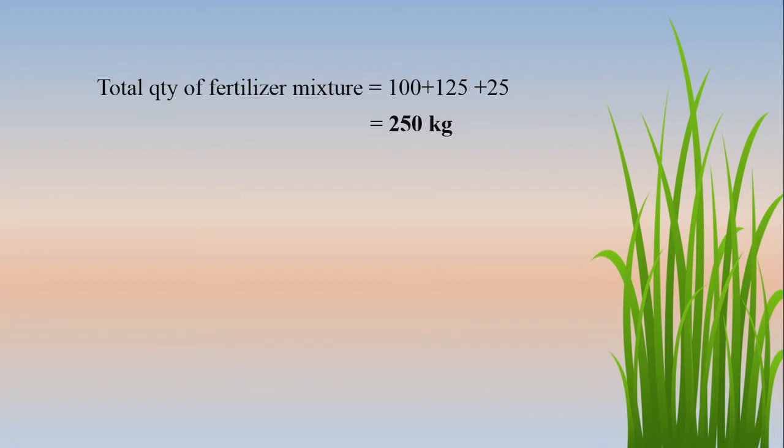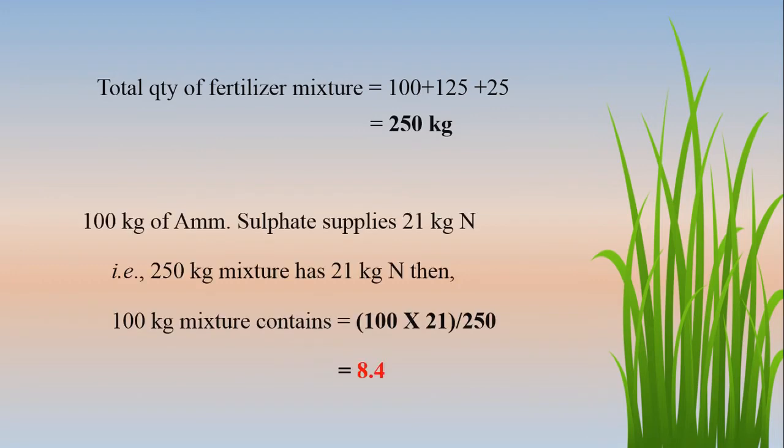And they have used 100 kg of ammonium sulfate. Ammonium sulfate contains 21% of nitrogen. Here they have used 100 kgs. So in other words, we can say that 250 kg mixture contains 21 kg of nitrogen. If 250 kg contains 21 kg of nitrogen, how much does 100 kg of the mixture contain?